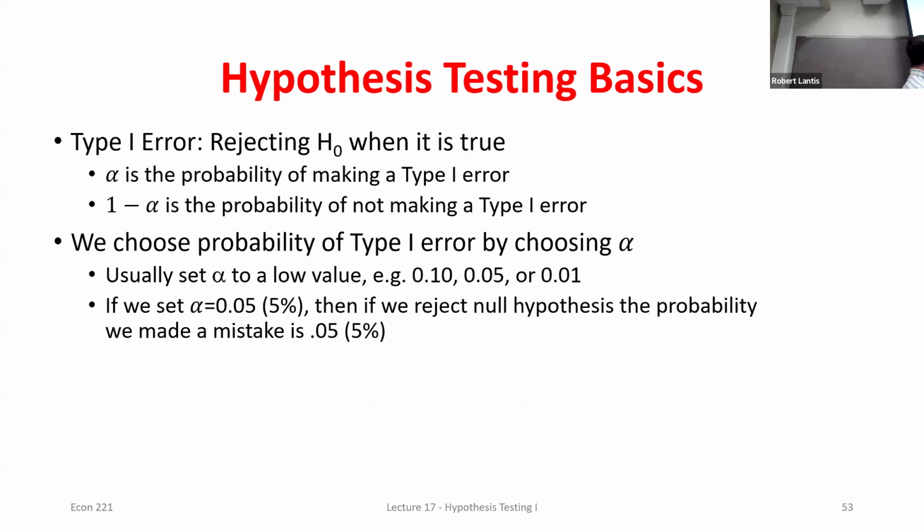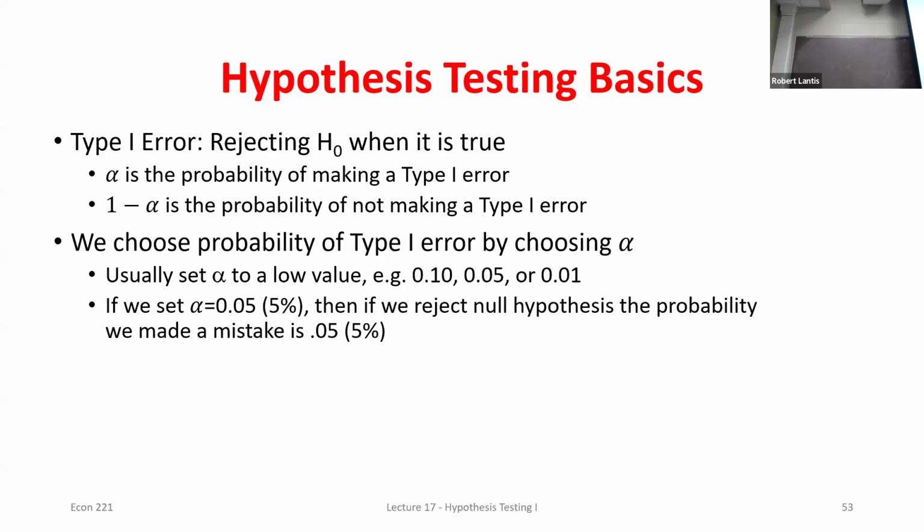As I decrease alpha, I'm making fewer and fewer type 1 errors, right? And so this is why if I'm rejecting something at the 1% significance level, it's very hard to reject that, right? It's hard to get a test statistic out that far, but maybe in certain situations, we really don't want to make a type 1 error.